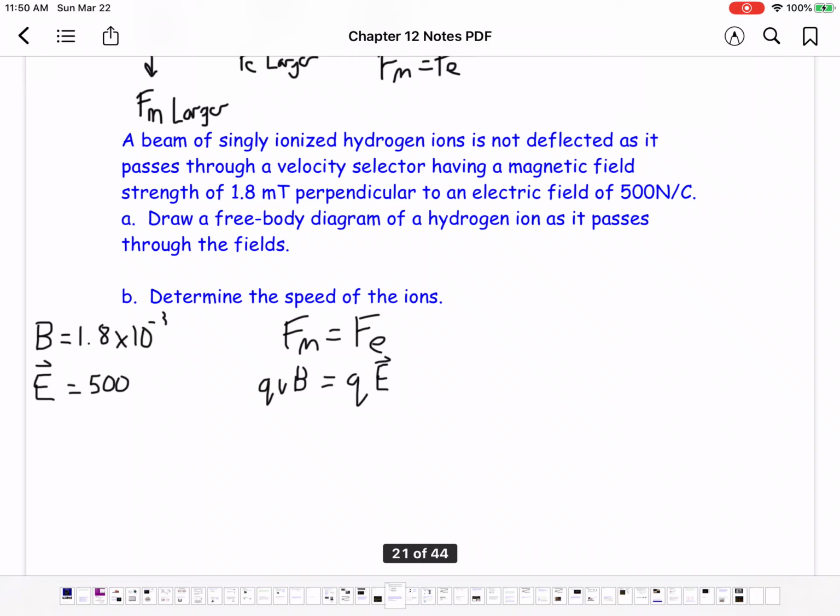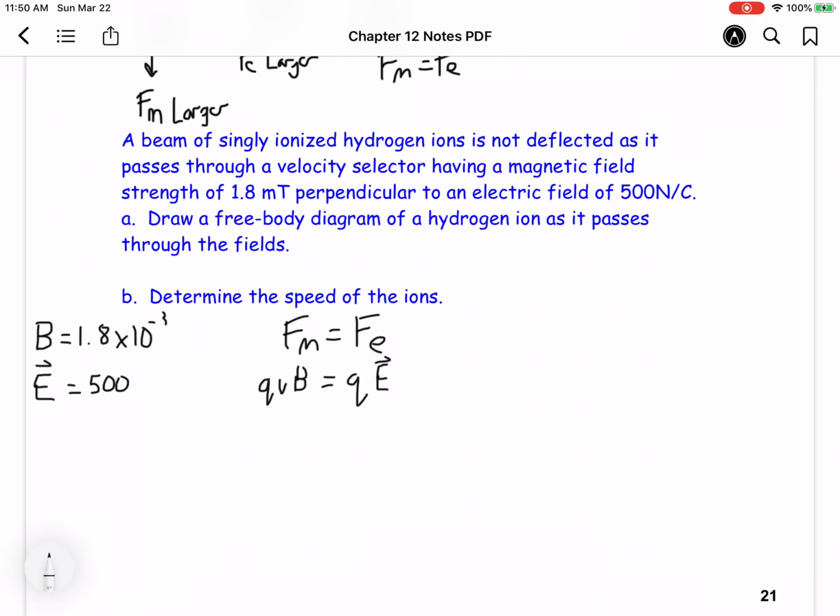As the hydrogen ion passes through, we are going to have a force down and a force up. One is the force magnetic and one is the force electric. What you'll notice about these is that the charge doesn't matter. It doesn't matter if it's 1 charge, or 2 charges, or 3 charges, or however many. So we're going to cancel it out.